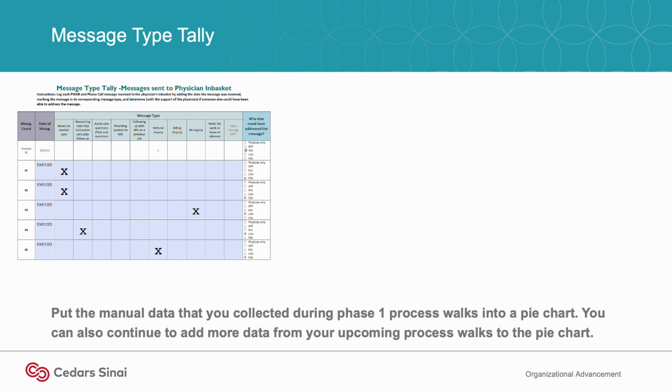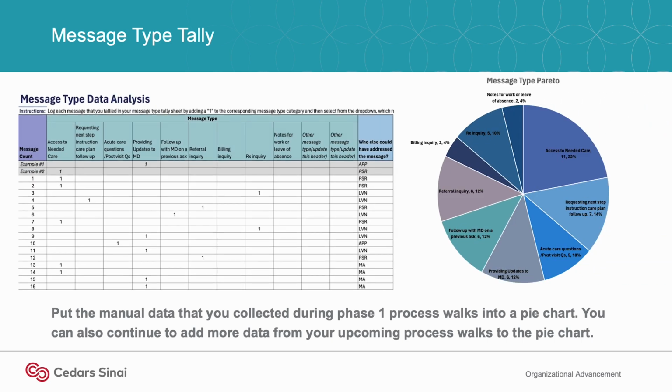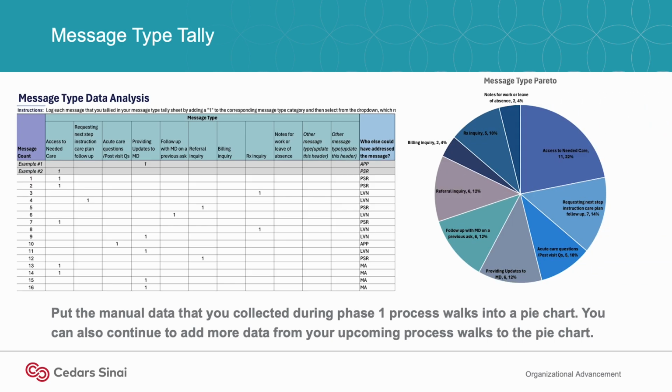In the first phase, the team tallied the different types of messages that physicians received in their in-basket. If you haven't done so, you can convert the data from the tallies into a pie chart to help the team visually see the distribution of the message types. There's a message type tally analysis Excel document where you can easily input your data and it would automatically populate a pie chart. And if you like, you can also continue to tally additional message types when you do additional observations to give you a robust data set.